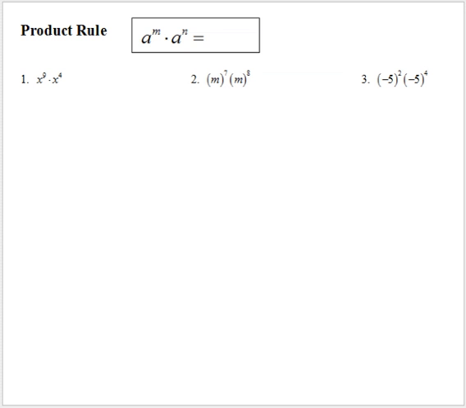Okay, looks like everyone is done with the first page. So let's quickly go over the first one. Elaine, the property again: a to the power of m times a to the power of n would be a to the power of what? M plus n, exactly. We add the exponents. We talked about that.